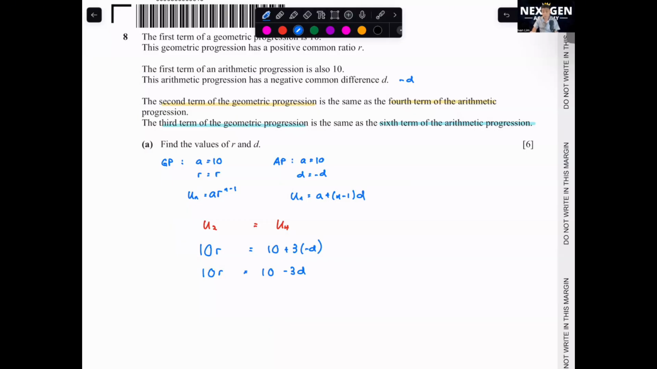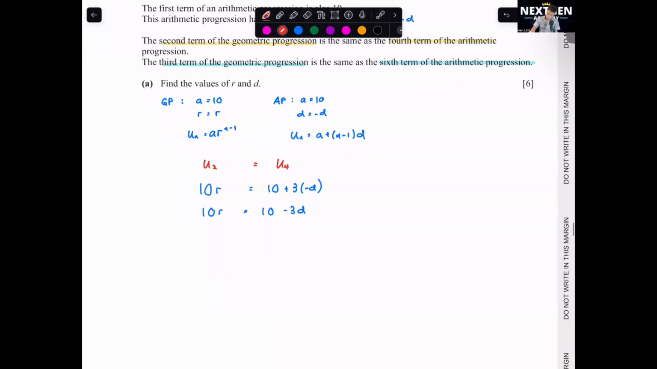Okay, so we leave it here first. We give a bit of space because for this one we'll need to do a simultaneous equation. The second one is the third term of the geometric progression is equal to the sixth term of the arithmetic progression. So we'll take here as 10r squared equals 10 plus 5 times negative d. So here we have 10r squared equals 10 minus 5d. Okay, 10 minus 5d. So we want to do a simultaneous equation between both of them.